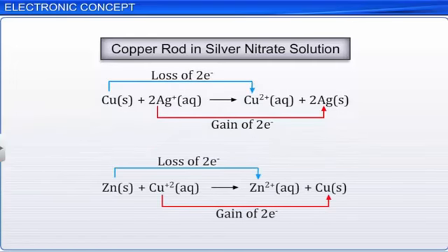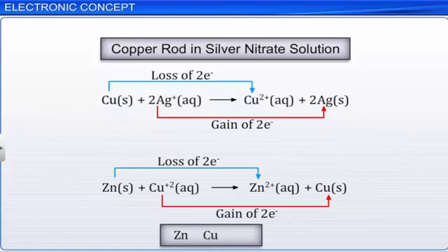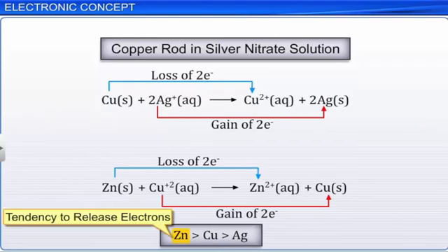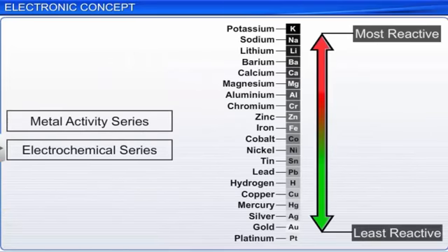From the above experiments, we can conclude that among the three elements, zinc, copper and silver, zinc has the greater tendency to release electrons than copper and silver. This suggests that metals differ in their tendency to release electrons. Depending on the tendency of the metals to release electrons, metals are arranged in the form of a series. The series obtained when the metals are arranged in the decreasing order of their ability to donate electrons is known as metal activity series or electrochemical series.